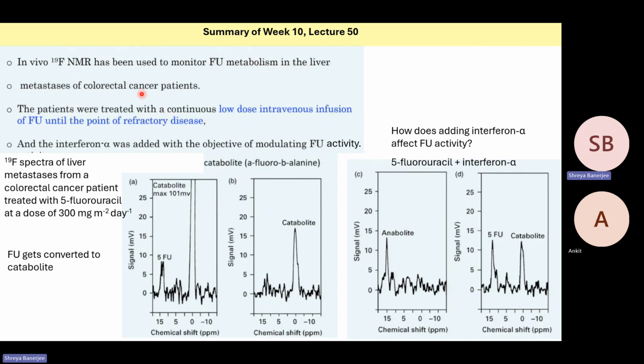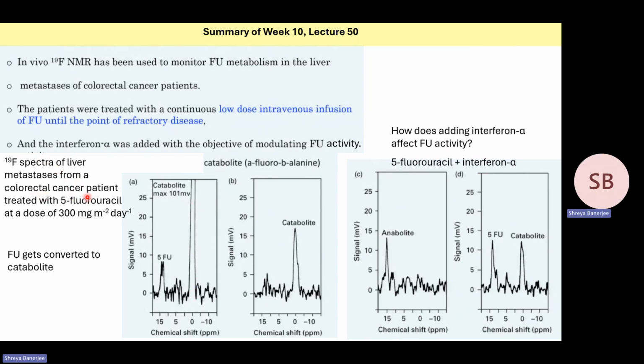Basically, the 19F NMR spectra of the liver was taken of patients having colorectal cancer who were treated with 5-fluorouracil at a dose of 300 milligram per meter square per day. So the patients were treated with this drug 5-FU, and then their NMR was taken. So FU was getting converted. Suppose this is the NMR after 1 hour of injection of the drug, where you are still seeing some of the drug and you are seeing peaks of other catabolites.